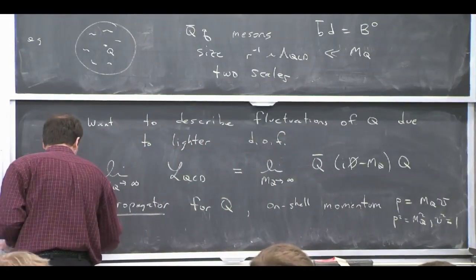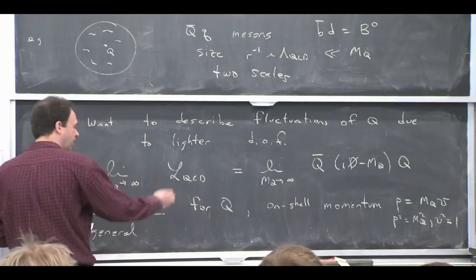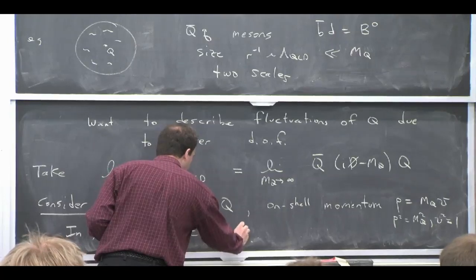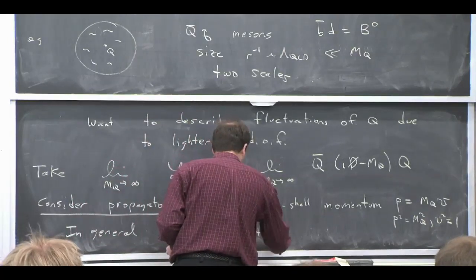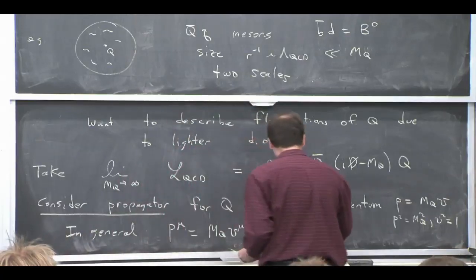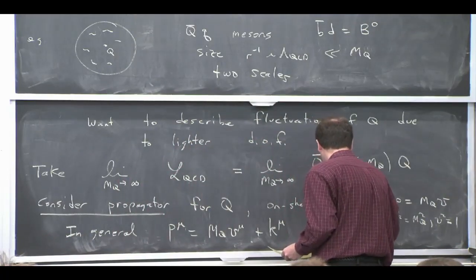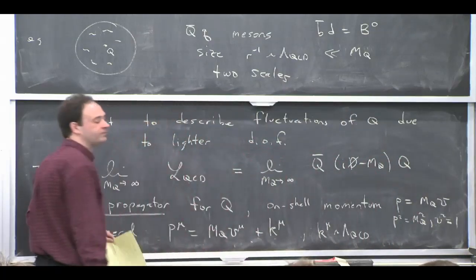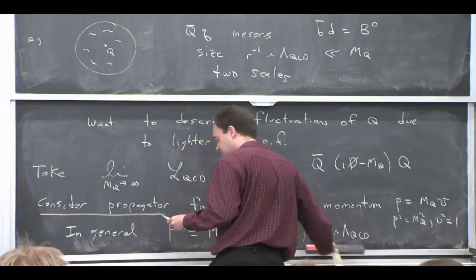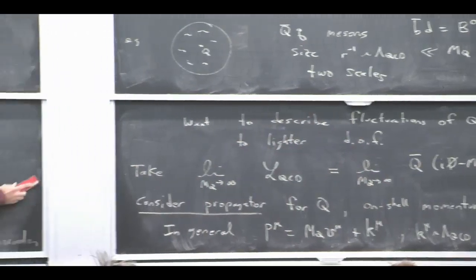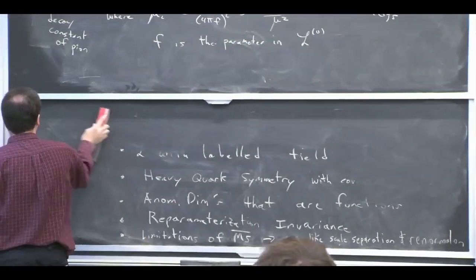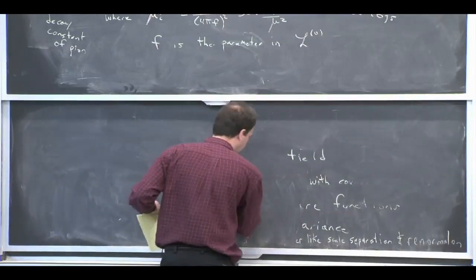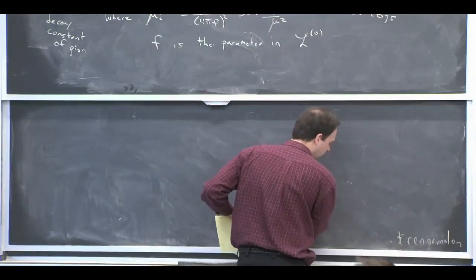Now if I have kicks, which are from light degrees of freedom, then I don't have exactly on shell. So p^mu is M_Q v, which is the on-shell piece, plus something small, k^mu. And k^mu is of order Lambda QCD. So this is like saying the on-shell piece plus the tickle. And if I want to construct the propagator, then the propagator is encoding the off-shellness of the degree of freedom. It's 1 over the off-shellness. So it'll depend on the tickle.